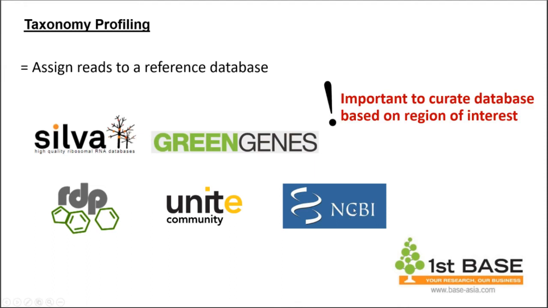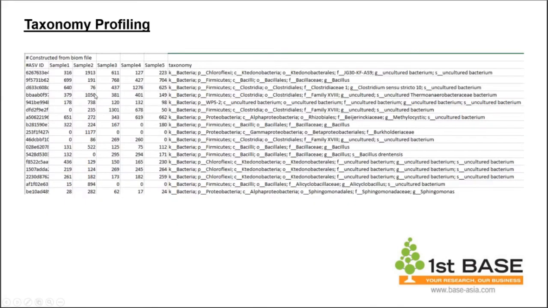But most importantly, we need to remember that no matter which database you choose, you need to curate it. You need to make it into the specific region of interest that you have for your samples. So at the end of this process, you can have something like this table. So here we have the ASV ID. This one will be the ID of the ASV that we can find in our samples.